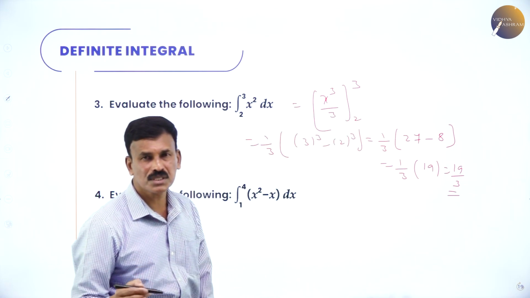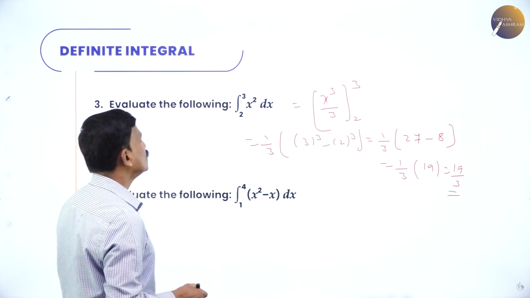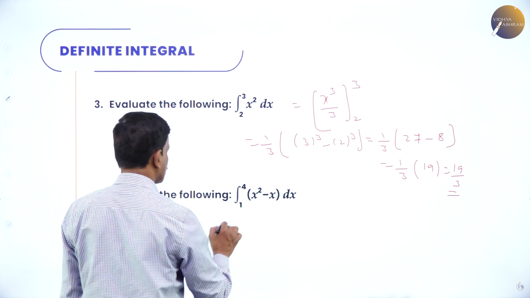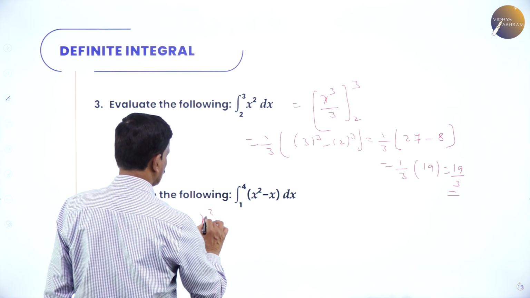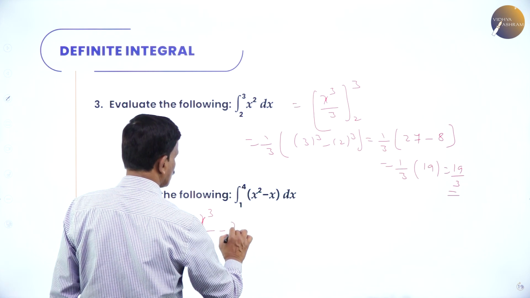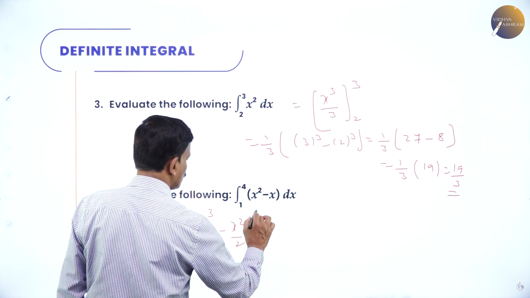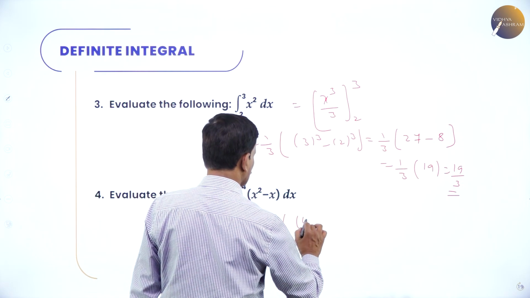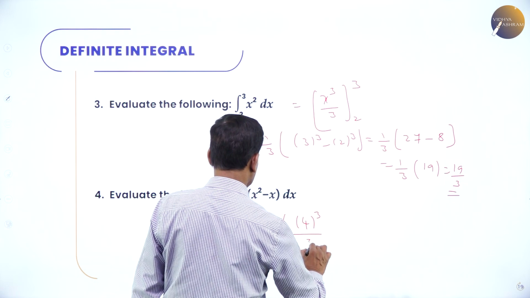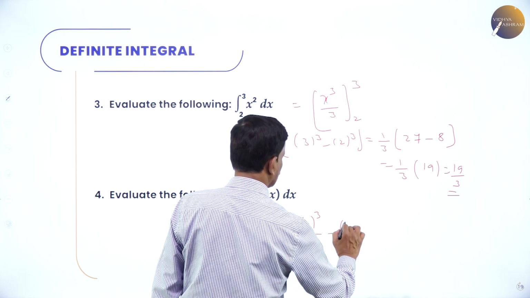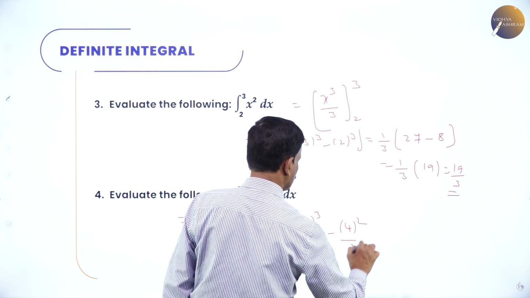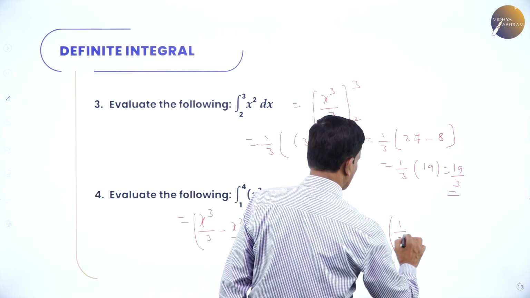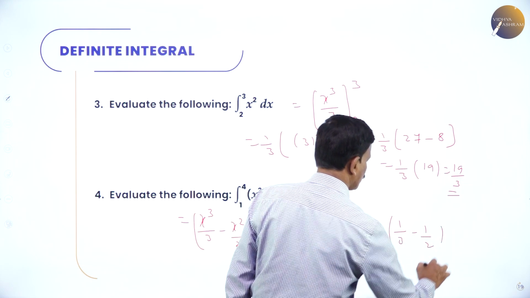These are all one more question. Now, take this. Evaluate the integral from 1 to 4 of x square minus x dx. The integral of x square is x cube divided by 3, minus the integration of x, which is x square by 2, between limits 1 to 4. Now, just apply the upper limit first. What is the upper limit? 4 cube divided by 3 minus 4 square divided by 2, minus the lower limit: 1 cube is 1 by 3 minus 1 square is 1 by 2.